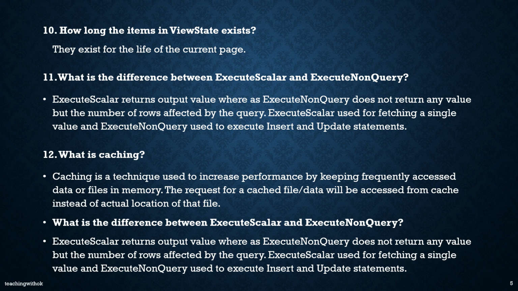Then next, what is the difference between ExecuteScalar and ExecuteNonQuery? It's related to SQL. So ExecuteScalar returns the output values, whereas ExecuteNonQuery does not return any value, but the number of rows affected by the query. Like if you're using a select query or count query, it's just returning the data that we expected. But if you're doing any update or any delete, then it's just returning the number of rows affected. So in that case, we can use ExecuteNonQuery.